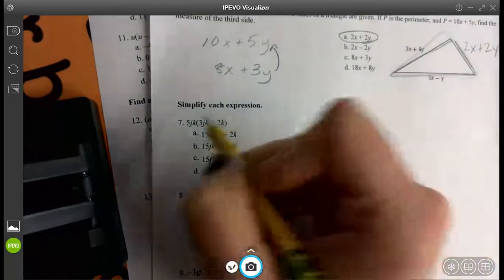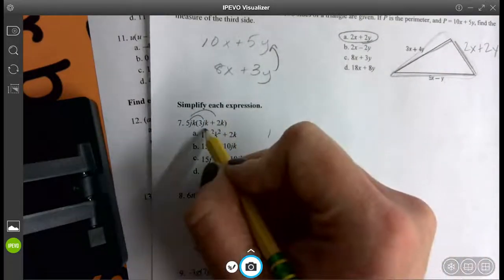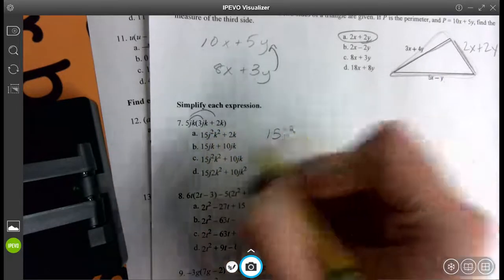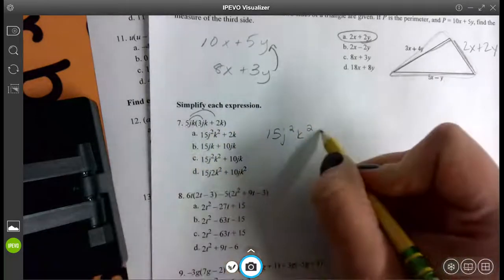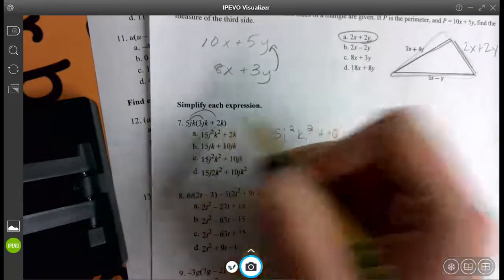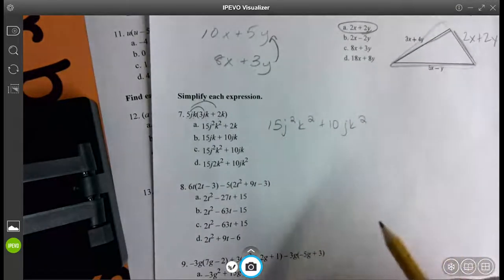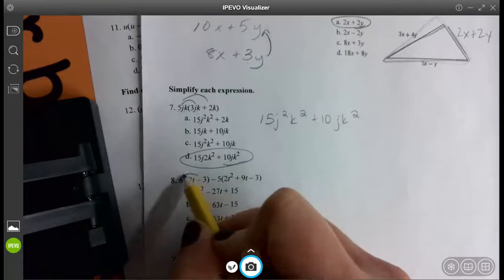Okay, here it's a simplify, so we just distribute. It's going to be 5 times 3 is 15. J times j is j squared. K times k is k squared. 5 times 2 is 10. J k squared. The end.